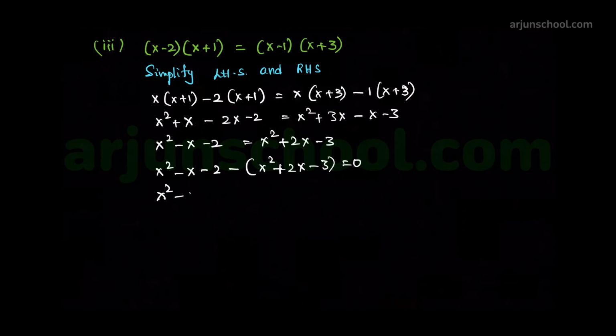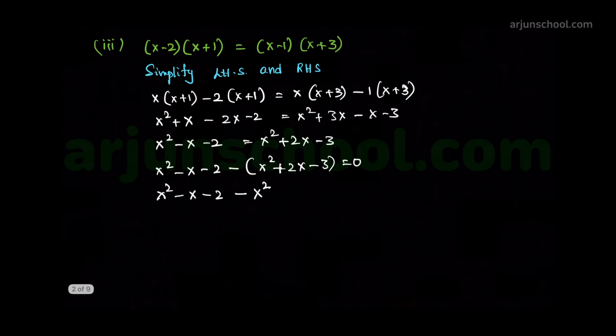X square minus x minus 2. Now let us expand the term in the parenthesis. Minus x square minus 2x, minus into minus 3 is plus 3, is equal to 0. In the equation we have x square and minus x square, which become 0, and minus x and minus 2x become minus 3x, minus 2 and plus 3 becomes plus 1. Therefore the equation becomes minus 3x plus 1 is equal to 0.